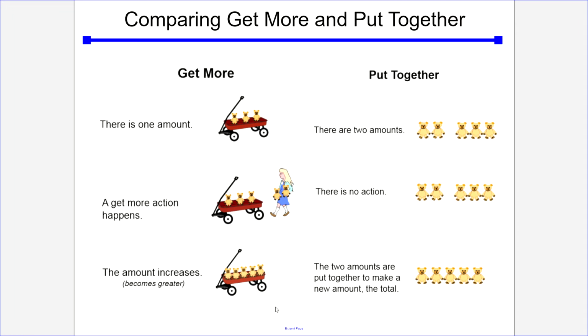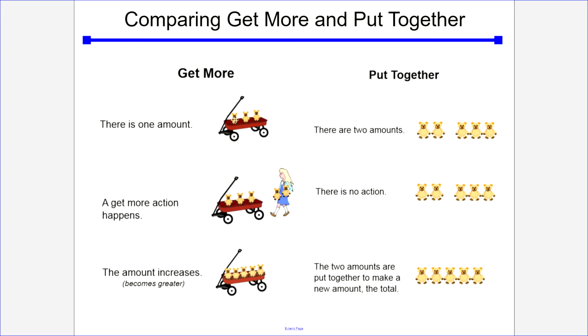Let's go ahead and think for a moment about how get more and put together problems are similar and different. Well, one way I know that get more and put together problems are similar is that they both have parts and they both have a whole. Some ways that they are different would be that a get more problem has a get more action, but a put together problem has no action. There are just two amounts that are put together.